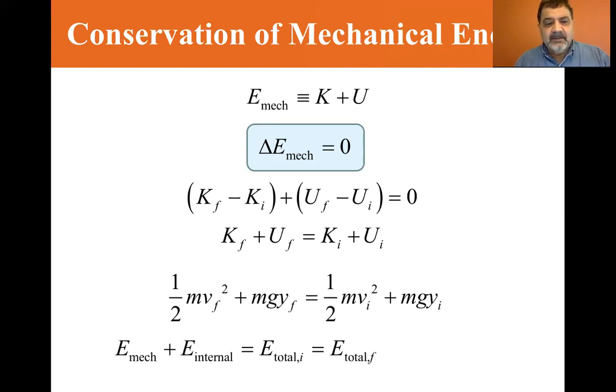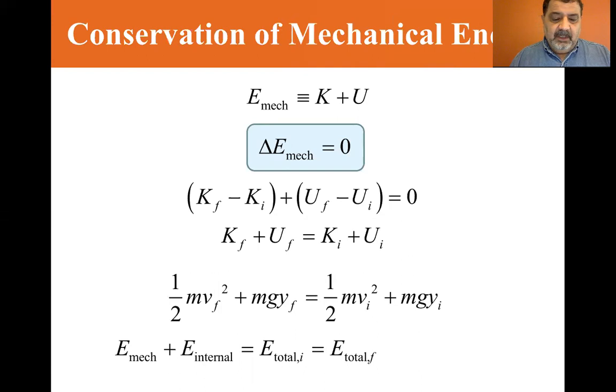E mechanical plus E internal equals E total initial equals E total final. If non-conservative forces are acting within the system, the mechanical energy is transformed to internal energy. If non-conservative forces act on the isolated system, the total energy of the system is conserved. However, the mechanical energy is not conserved.